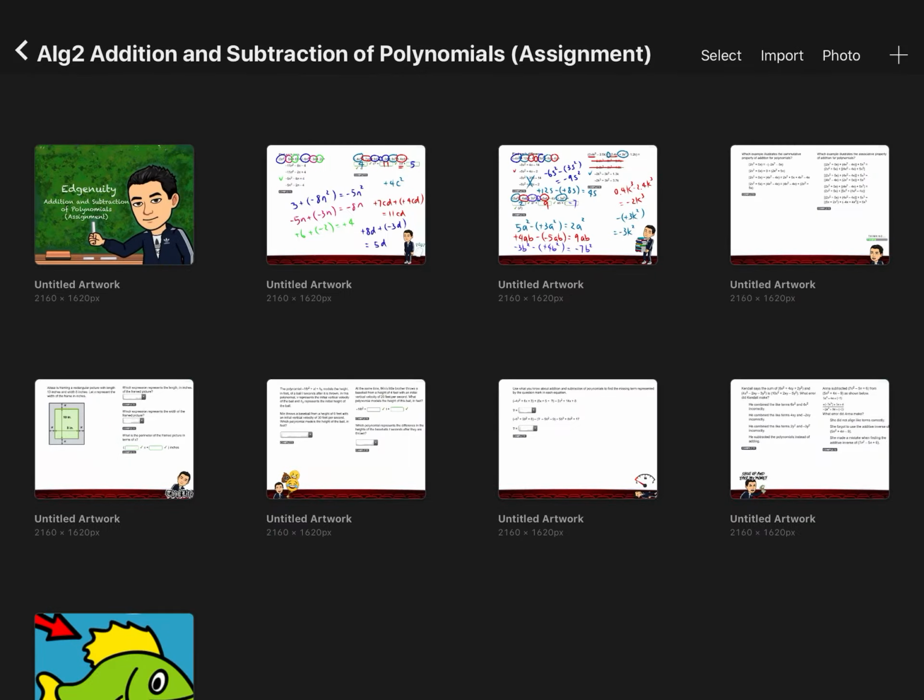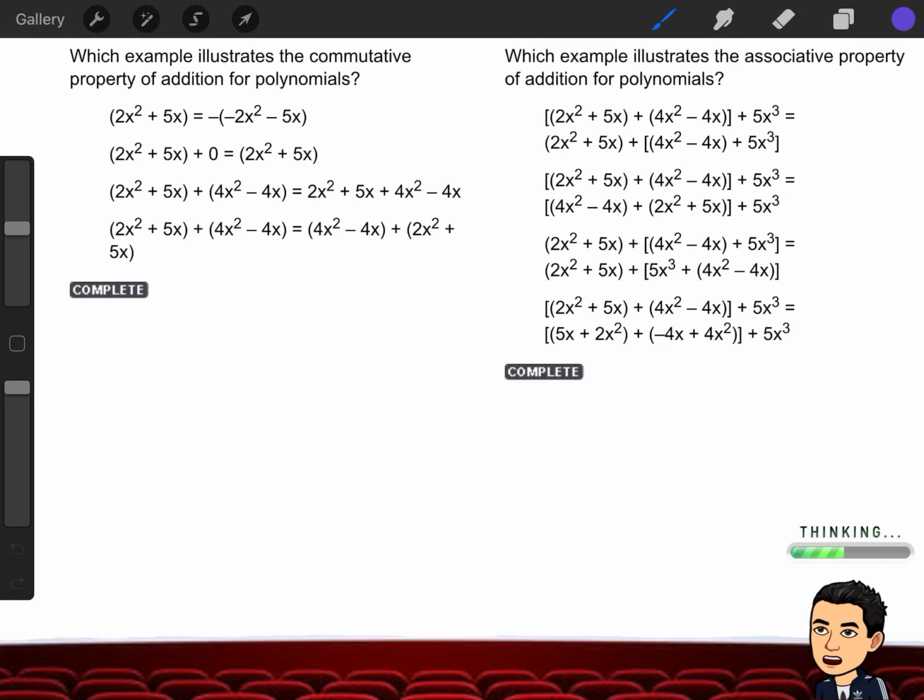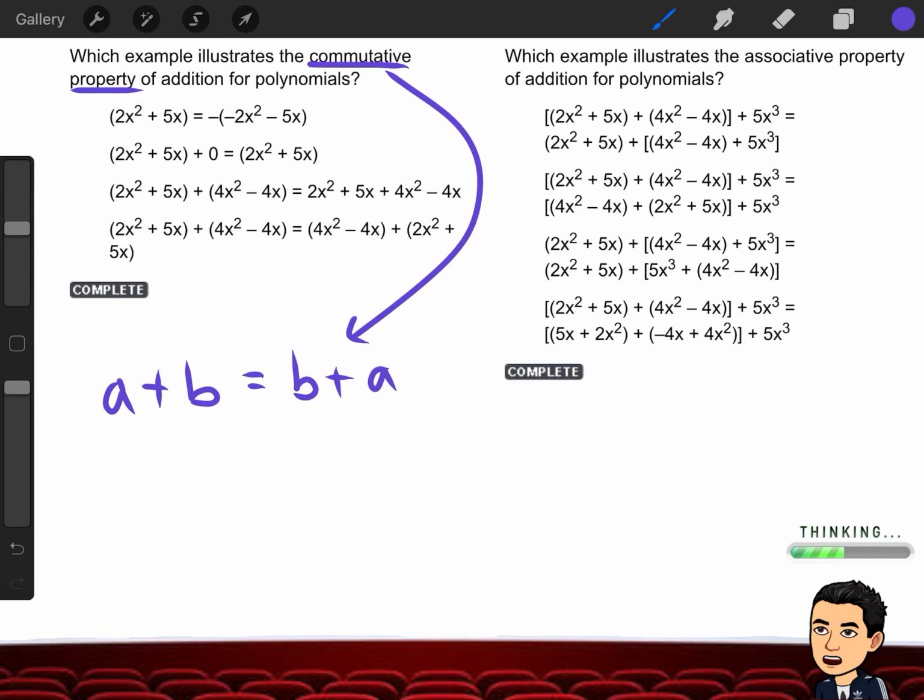It's a lot of work, but not very difficult. So which example illustrates the commutative property? The commutative property is like saying if A plus B, due to the property, you just switch the places. So B plus A. So the one you want to choose is the last one.